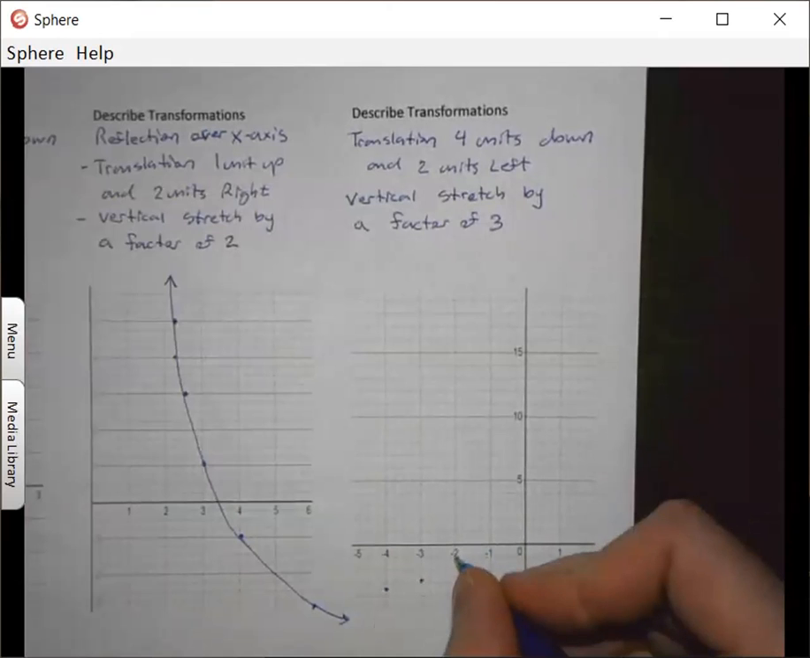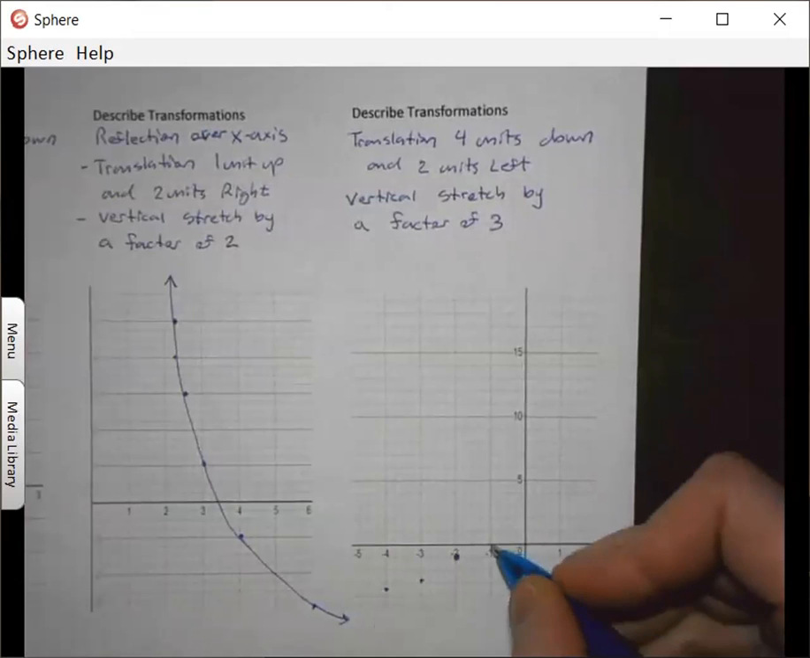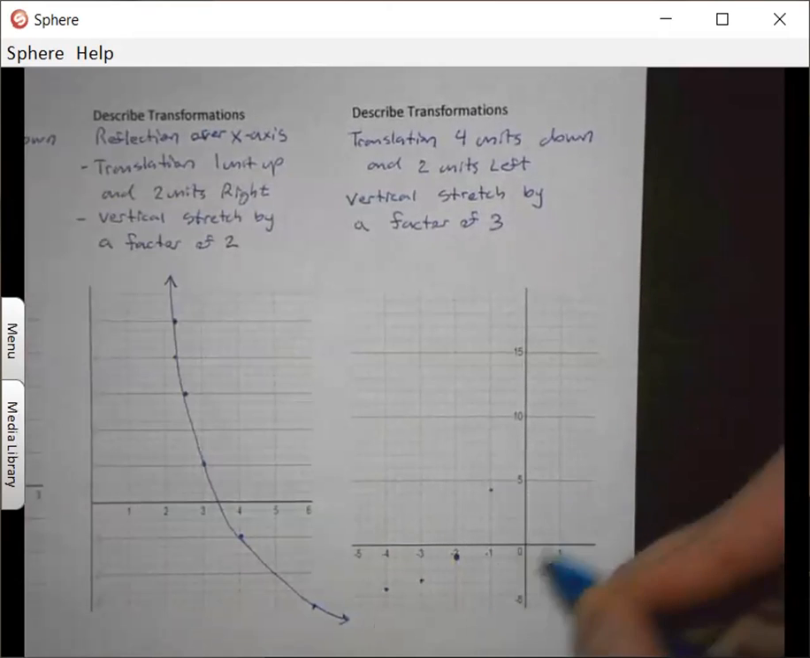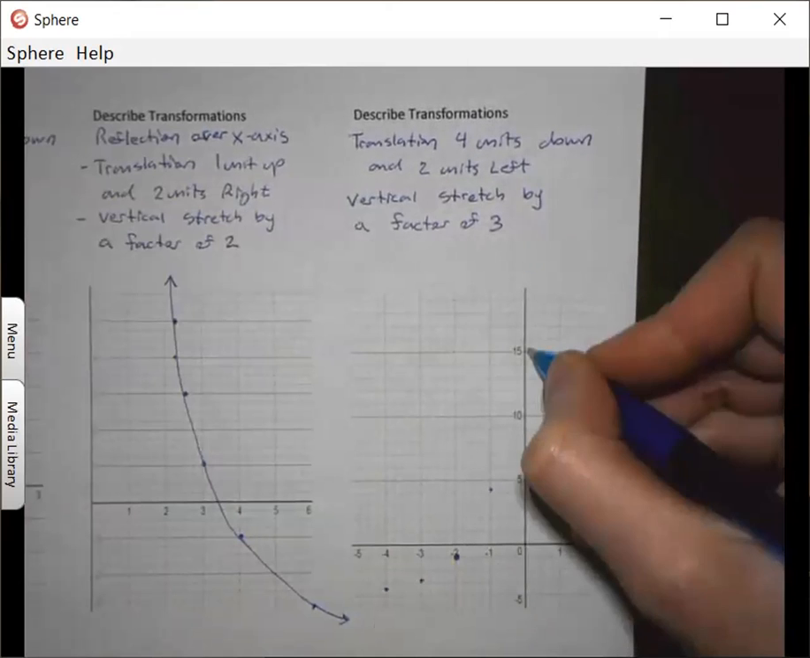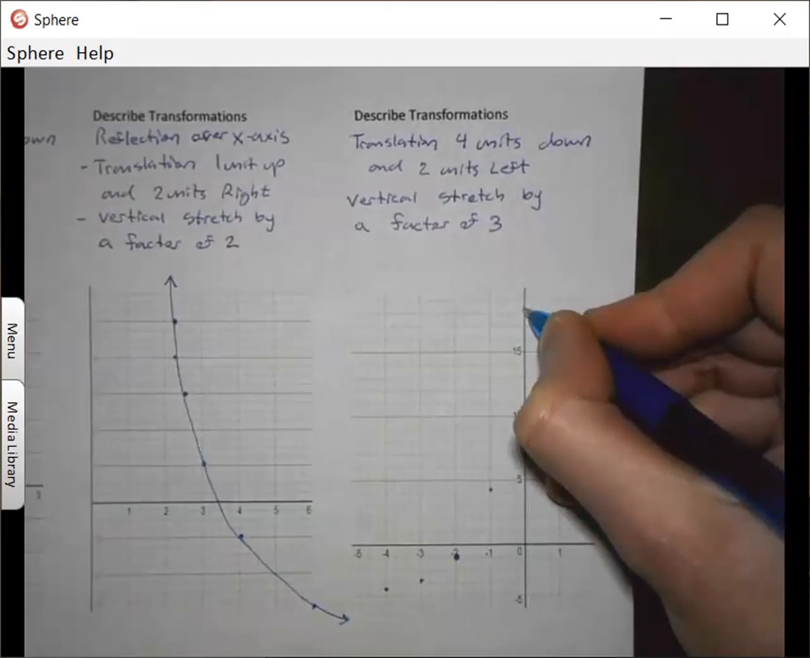Minus 2, minus 1, minus 1 and 4.2, so just a little bit more than 4. And 0, 18.2, a little bit more than 18.